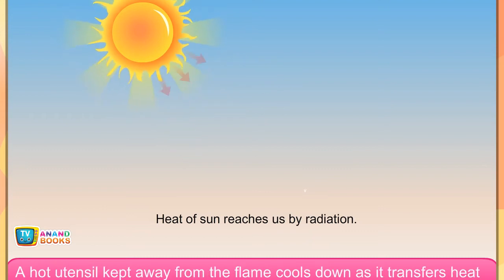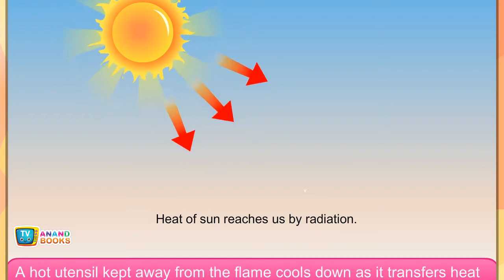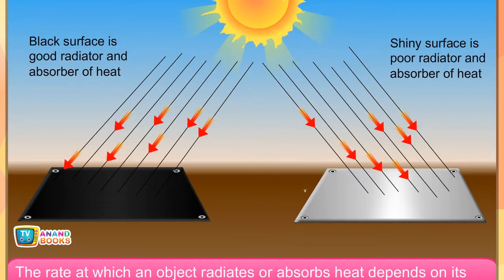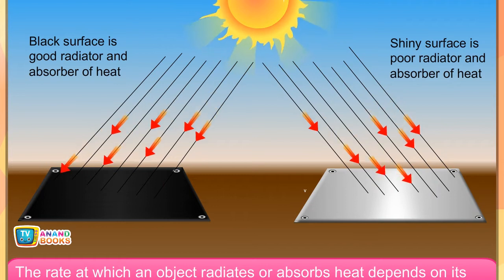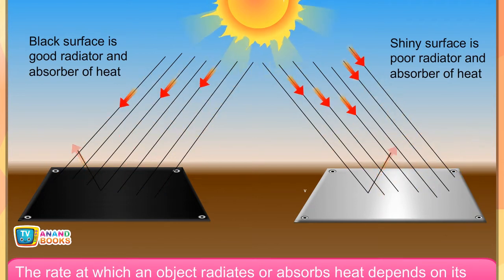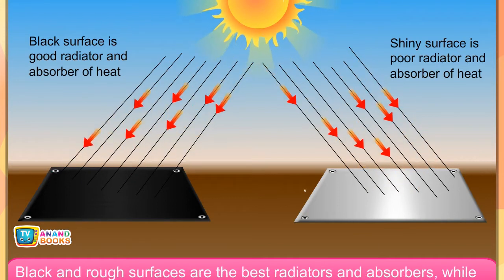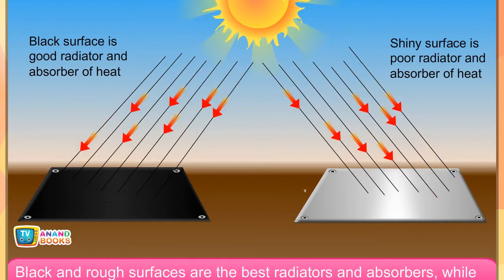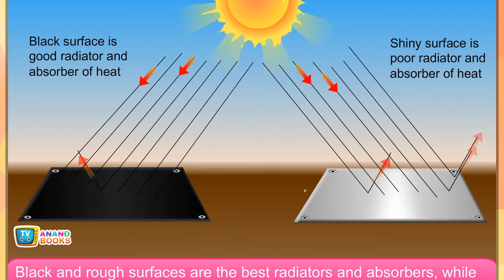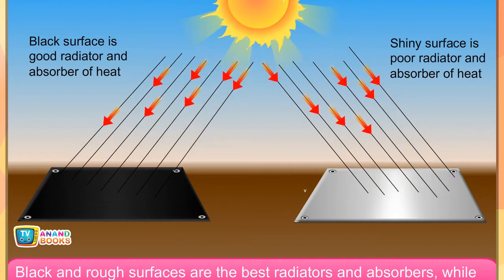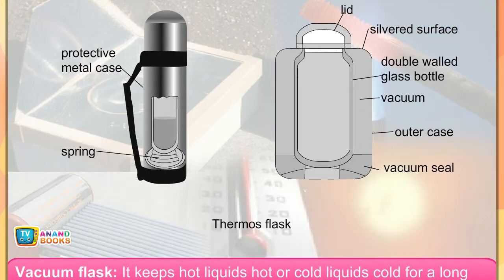Heat of the sun reaches us by radiation. A hot utensil kept away from the flame cools down as it transfers heat to the surroundings by radiation. The rate at which an object radiates or absorbs heat depends on its temperature and nature of surface. Black and rough surfaces are the best radiators and absorbers, while smooth shining surfaces are poor radiators and absorbers.